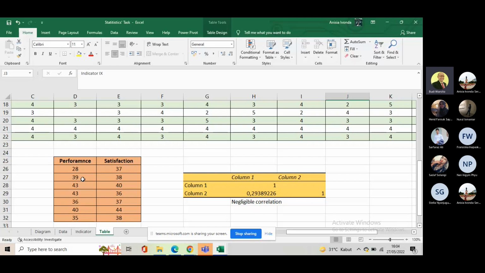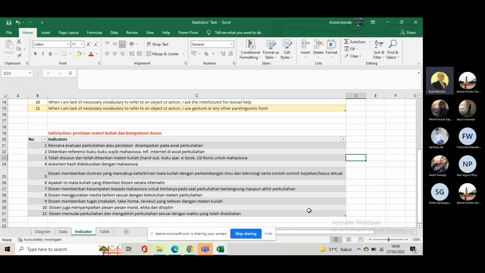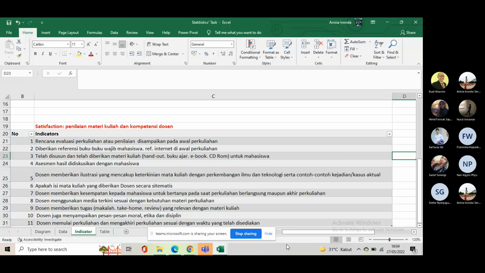But once again you have to check your indicators, whether they are written well, written correctly, or not. Please open your indicators, your indicator sheets. This is for the satisfaction, sir.